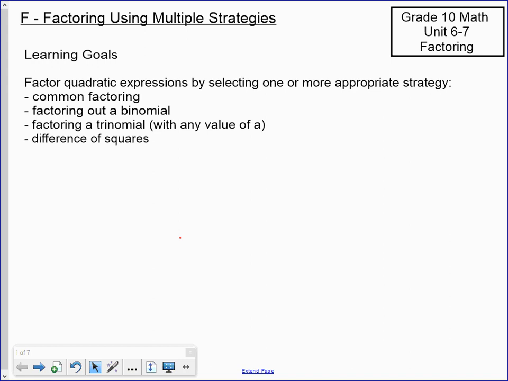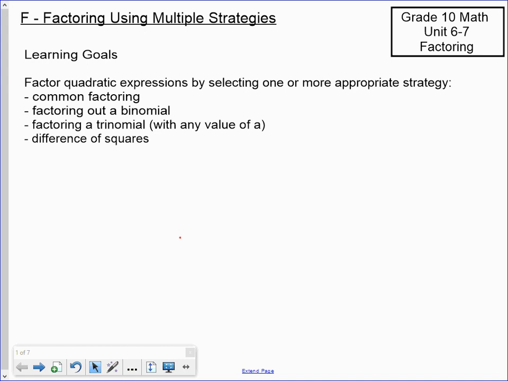This lesson is called Factoring Using Multiple Strategies. And the idea here is that we've spent the past few lessons learning a bunch of different strategies for factoring. We started with common factoring. We looked at common factoring out of a binomial. We looked at two ways of factoring trinomials.